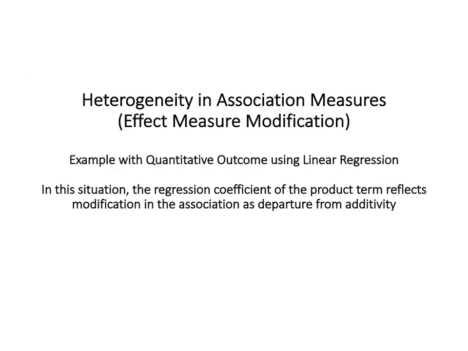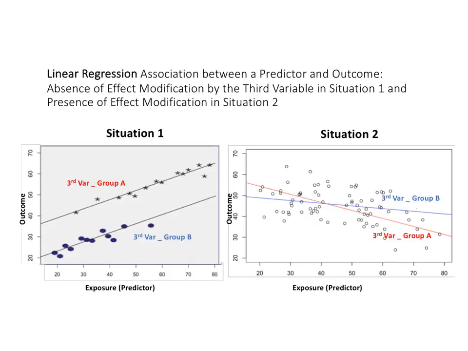For effect measure modification, let's see an example with a quantitative outcome using linear regression. In this situation, the regression coefficient of the product term reflects modification in the association as a departure from additivity. We have here two different situations. Situation 1, where there is no effect modification, and situation 2, with effect modification.